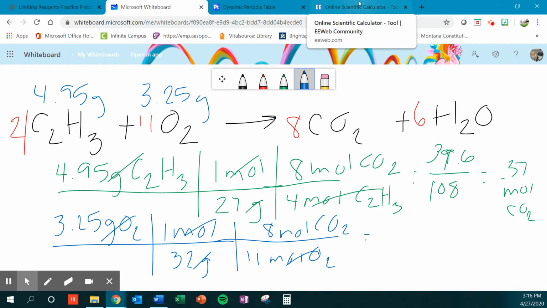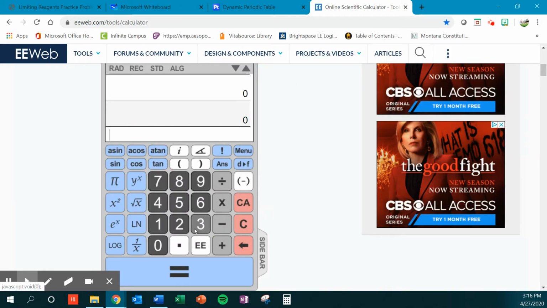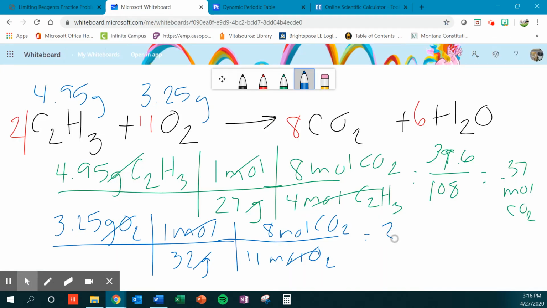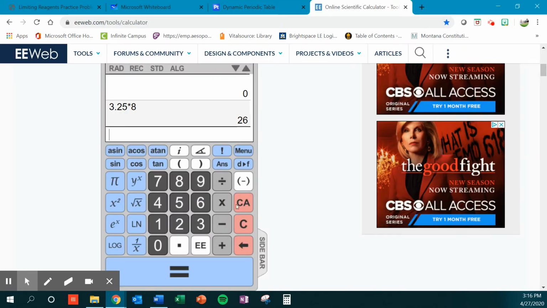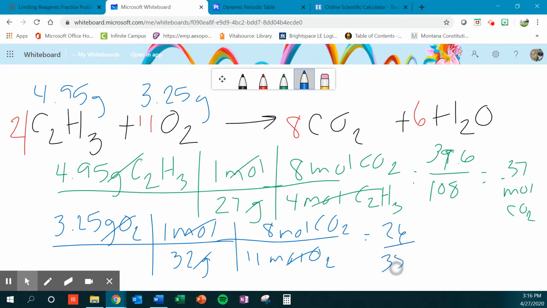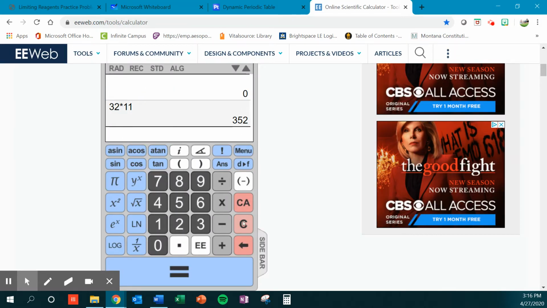So we take 3.25 times 8, so 26, divided by 32 times 11, 352. So 26 divided by 352 is 0.07.